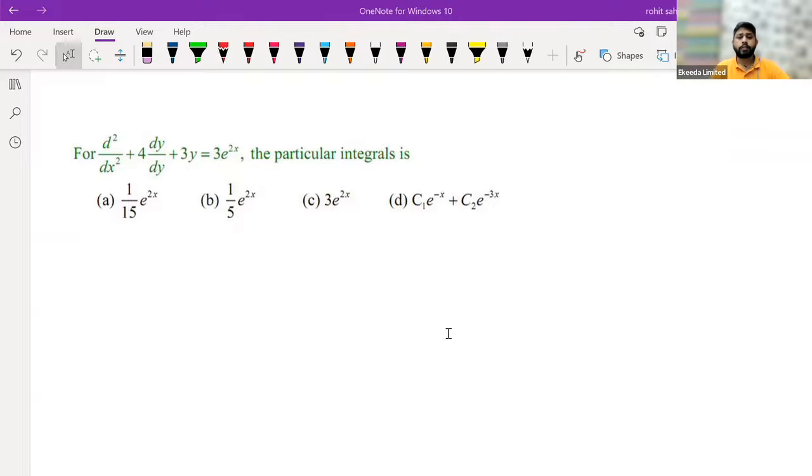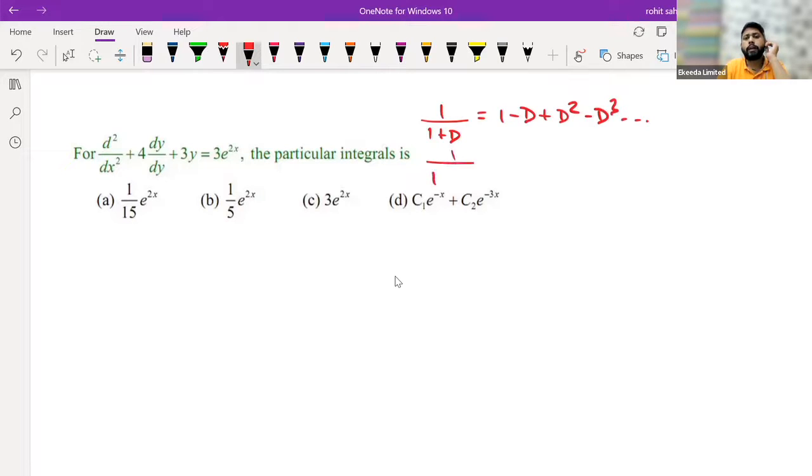मैंने यहाँ पे बस एक चीज थोड़ा सा ध्यान देना था, वो है यहाँ लिख दे रहा हूँ. 1 by 1 plus d will be 1 minus d plus d square minus d cube and so on. 1 by 1 minus d will be 1 plus d plus d square plus d cube and so on, like that.